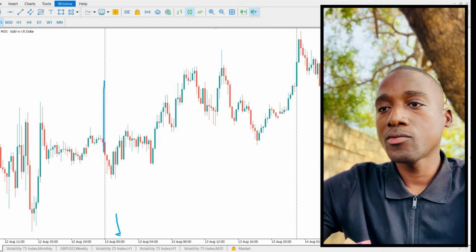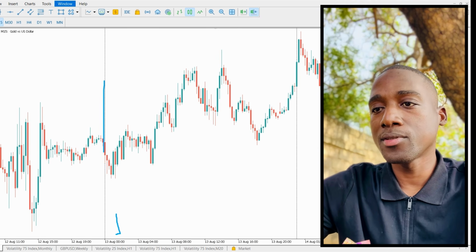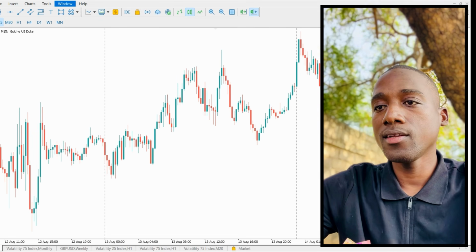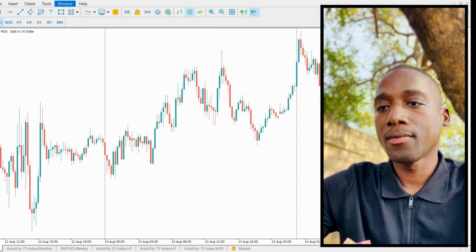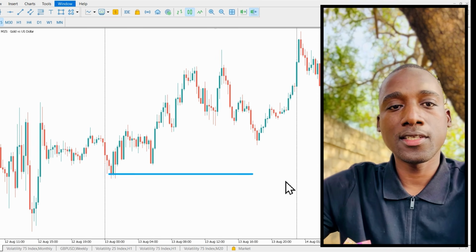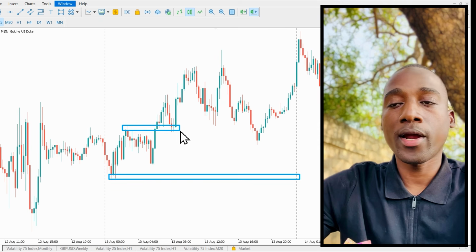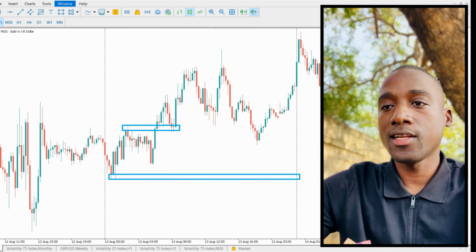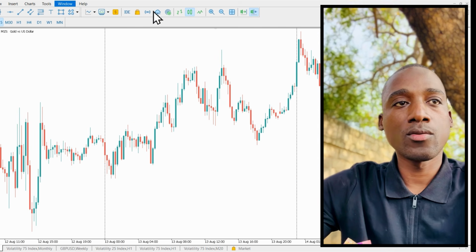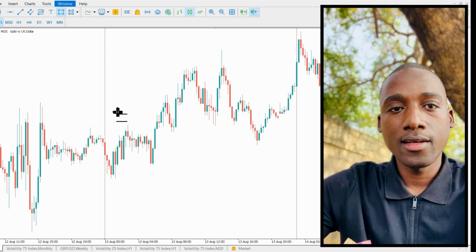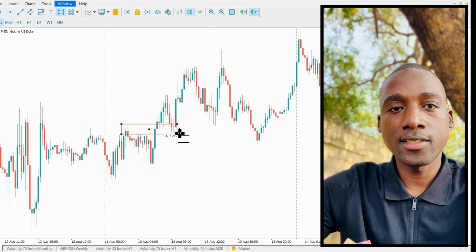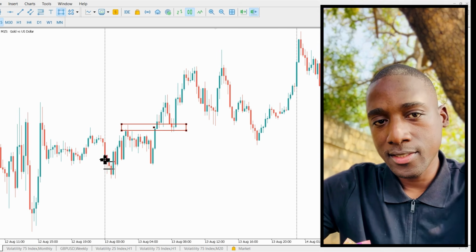Now we look at simple things. Let's actually mark the areas that I'm talking about. This is the area, and this is the area, right? Okay, I trust you can see. Let's add our rectangle box, and we add these ones here like this. We add these ones like this.